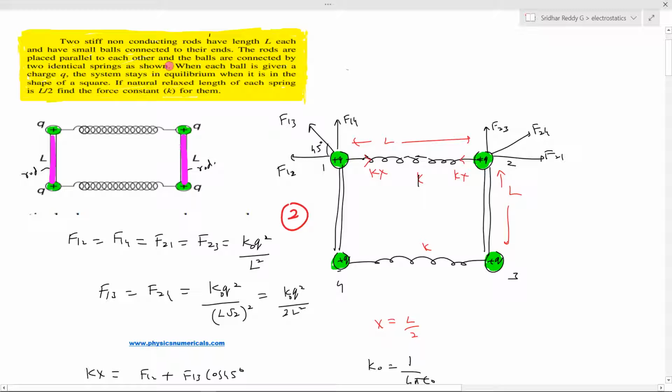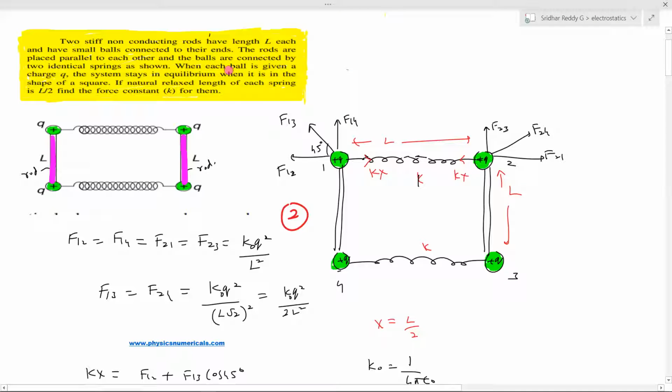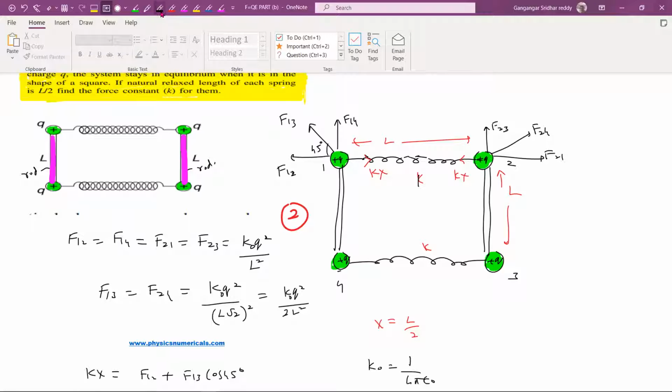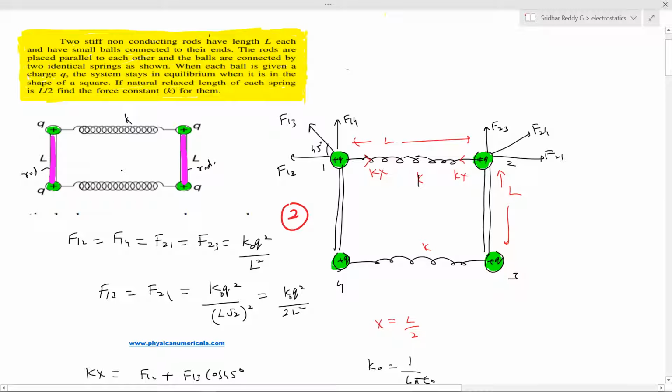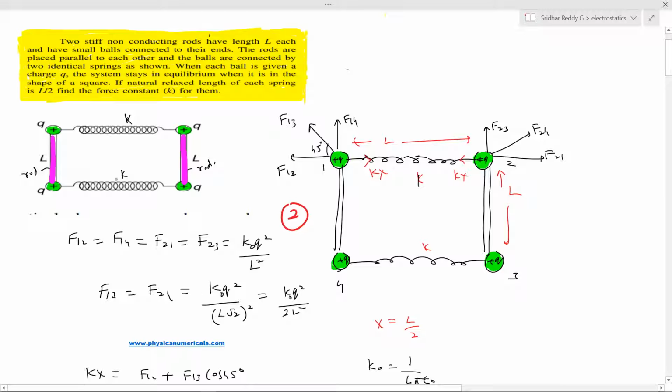The rods are placed parallel to each other and the balls are connected by two identical springs as shown. Okay, these are the springs. So what is the spring constant of that? This will be the spring constant. So these are the identical springs. When each ball is given a charge Q, the system stays in equilibrium.